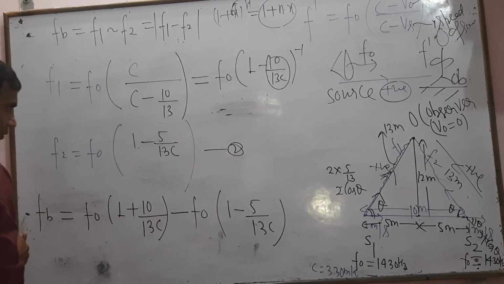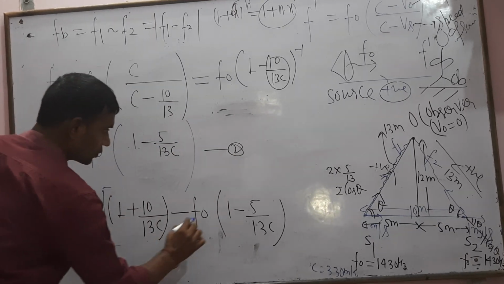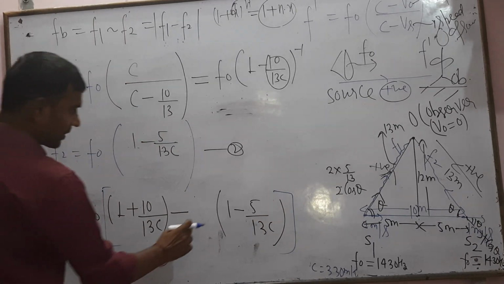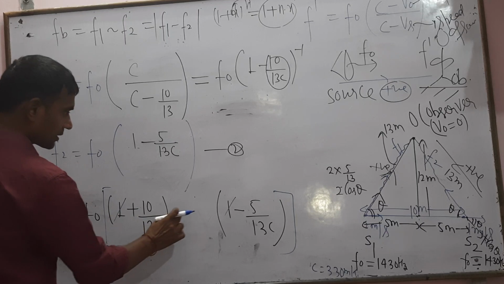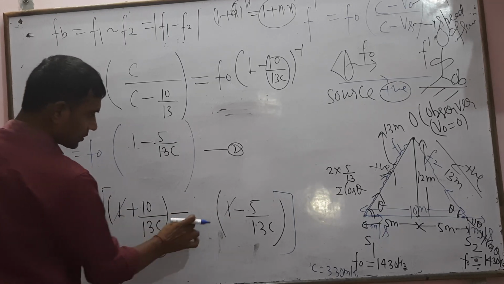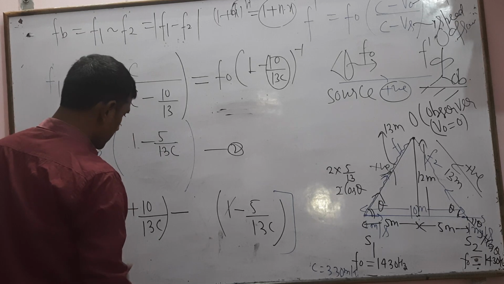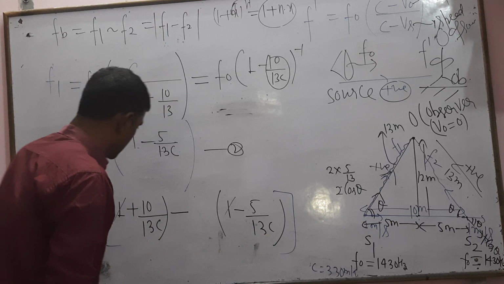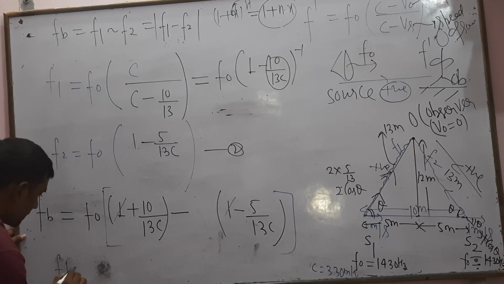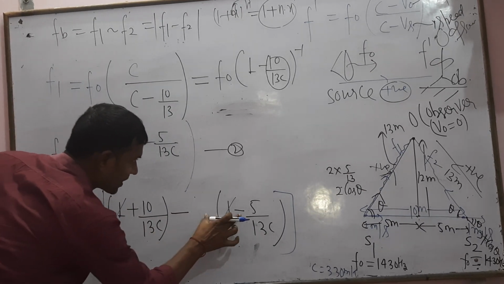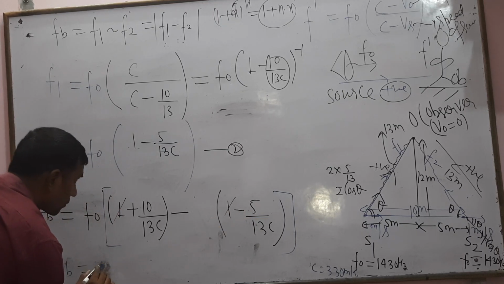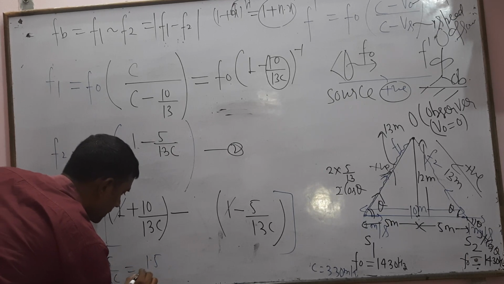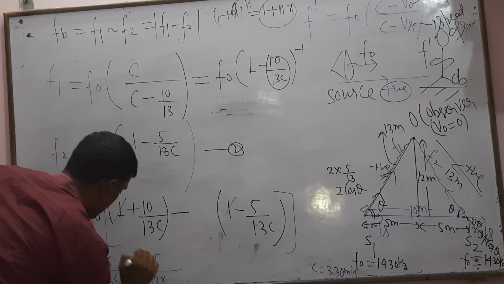Okay. F naught you can take common here. So minus, this is the minus 1, this is the plus 1. So minus minus plus, and you can say 10 upon 13C plus 5 upon 13C. Okay. So FB equal to 10 upon 13C plus 5 upon 13C. That will be equal to 15 upon 13 into C.